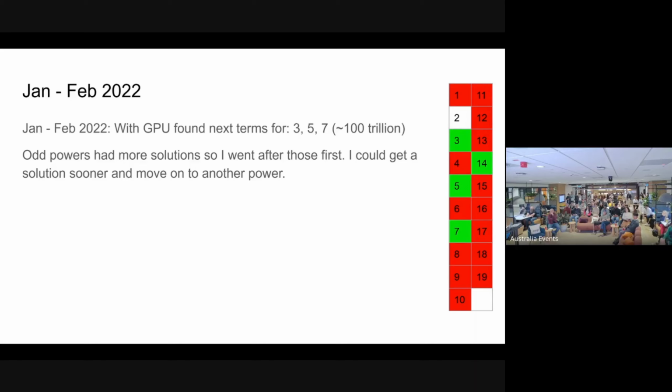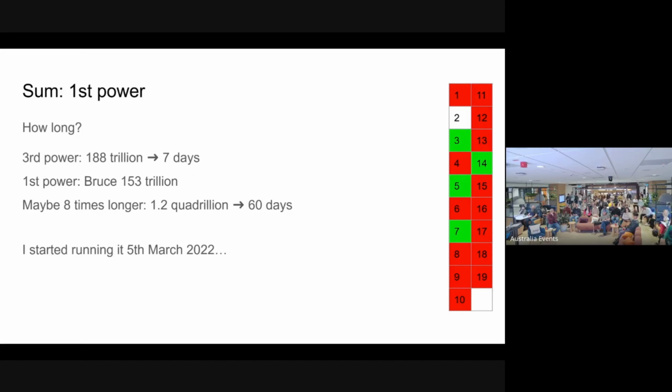But after doing 3, 5, and 7, Bruce had got the first power, which I sort of like because it's a nice pure sort of thing, just add them up, divide it. And also originally I thought it was too big to find the next one, but he's got that one. So you know, maybe I should do the first power. But I'm thinking, gee, how long is this going to take?